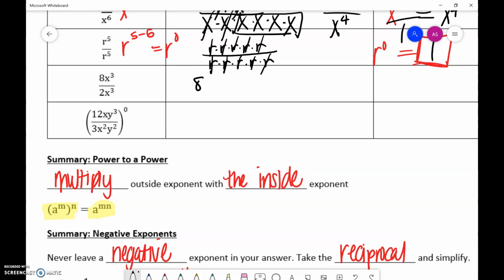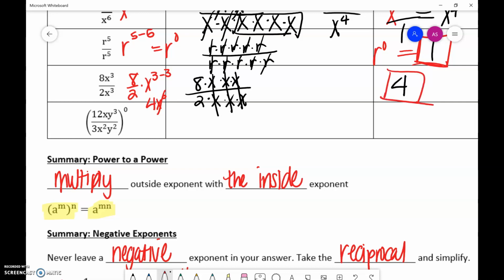So here I have 8 times x times x times x, and I have 2 times x times x times x. Remember, we still divide our coefficients. So we have 8 divided by 2, and we get 4. And then all these cancel out, so that's just going to be 1. 1 times 4 is still 4. Now, if you use the rule, you're looking at this as 8 divided by 2, then you have times x to the third minus 3. So you'll have 4x to the 0 power. But remember, we said anything to the 0 power is 1. So that pretty much cancels out. It's like looking at 4 times 1, which is 4.